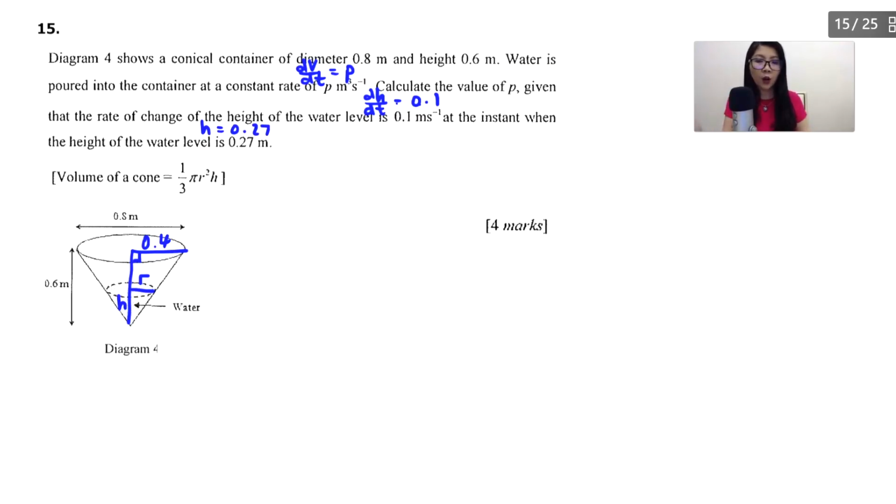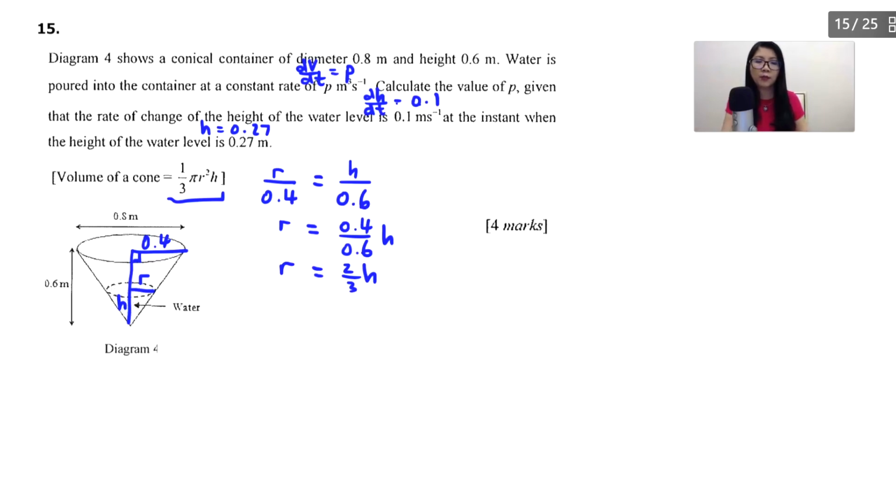Now, in the formula for the cone, there are two unknowns on the right, which are r and h. We cannot differentiate if there are two unknowns on the right hand side, so I have to substitute. I'm going to use the ratio method to find r in terms of h. From the diagram, r over 0.4 equals h over 0.6. So r is equal to 0.4 over 0.6 h, and simplifying, we get 2 over 3 h.